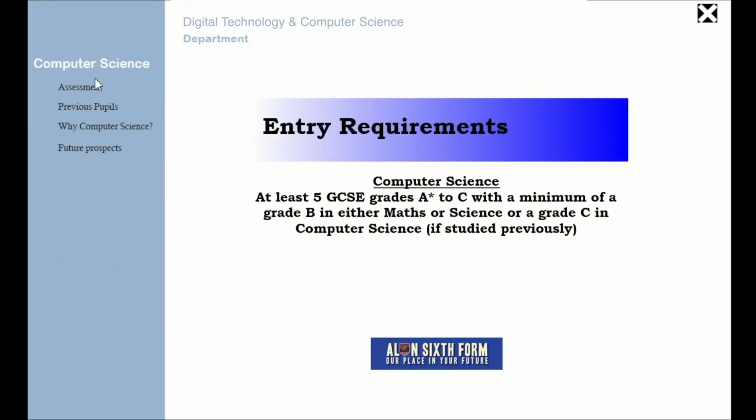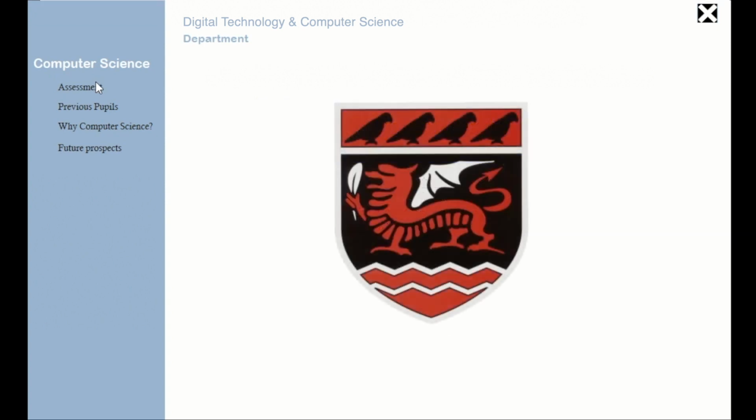Entry requirements. For computer science, you need at least 5 GCSE grades A* to C, with a minimum of a grade B in either maths or science, or a grade C in computer science if you've studied this previously. We're now going to take a further look at computer science.